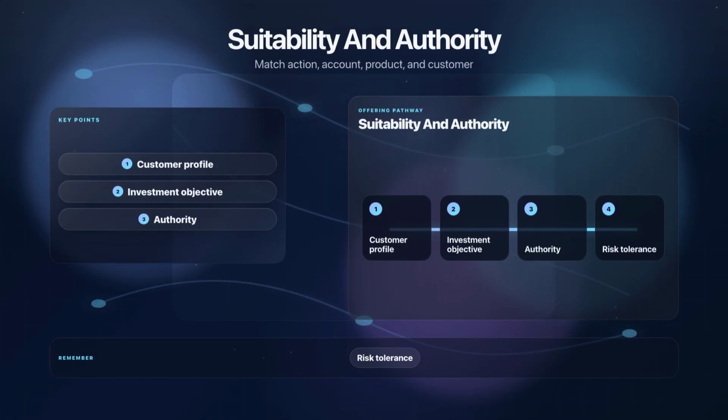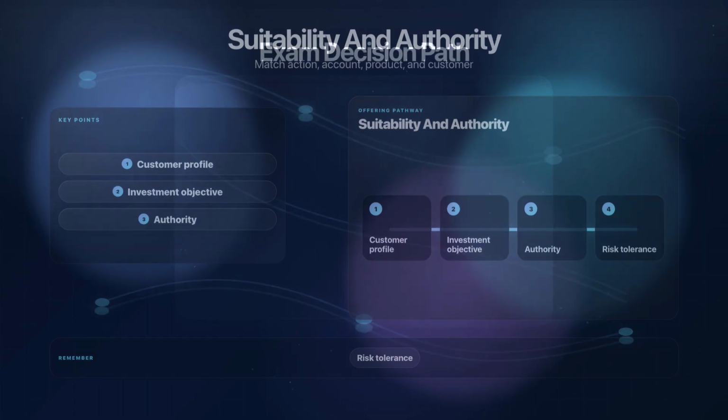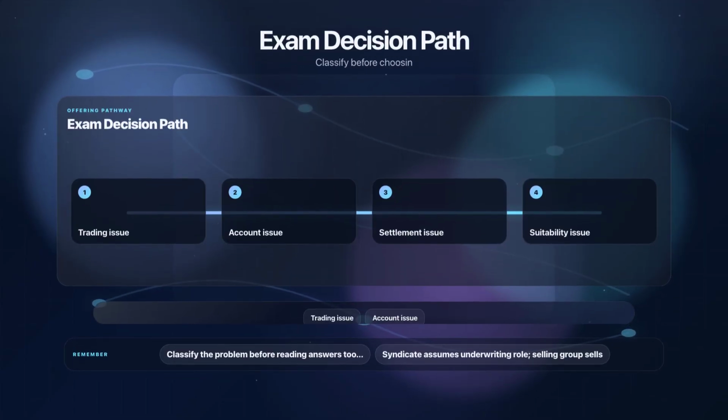For many Domain 3 questions, you need two checks. First, is the representative authorized to do what happened? Second, does the recommendation or action fit the customer? A trade can be technically possible, but still unsuitable. An account instruction can be logical, but still unauthorized, without the correct documentation.